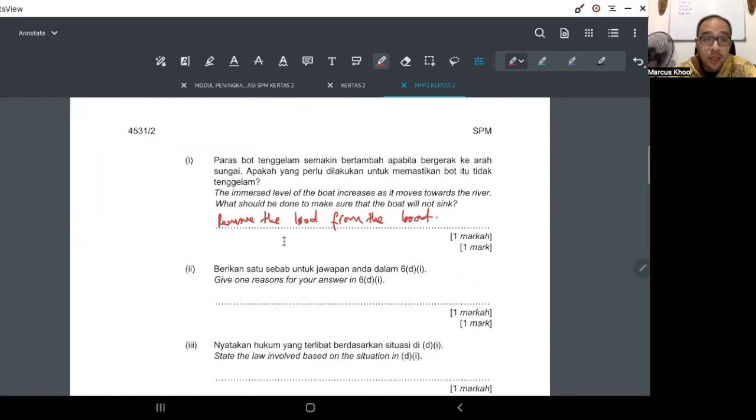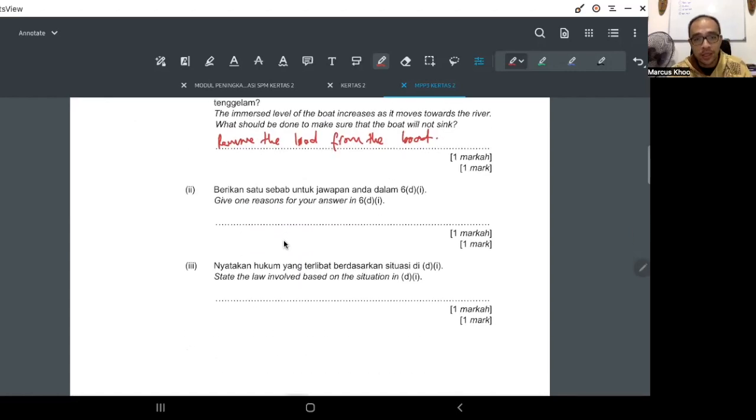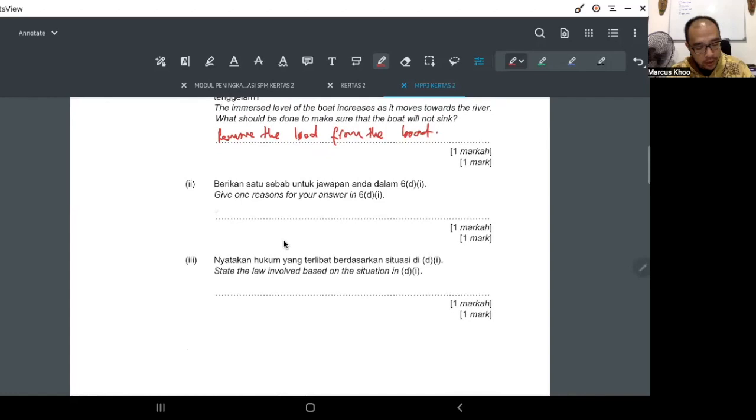Why do we do that? When you remove the load from the boat, the weight of the boat decreases. You can say the volume of water displaced decreases, or the weight of the displaced water decreases. But the law involved in this one is the law of flotation, not really Archimedes' law.